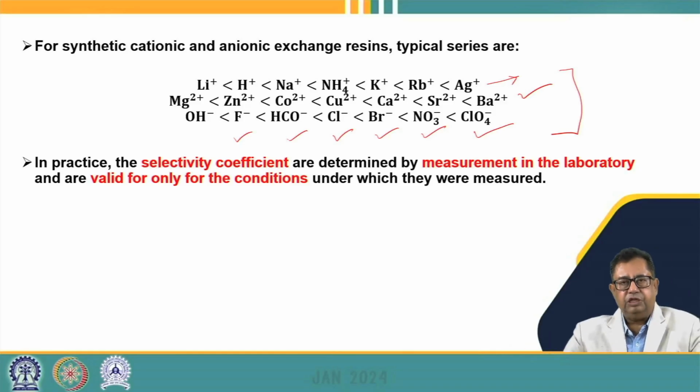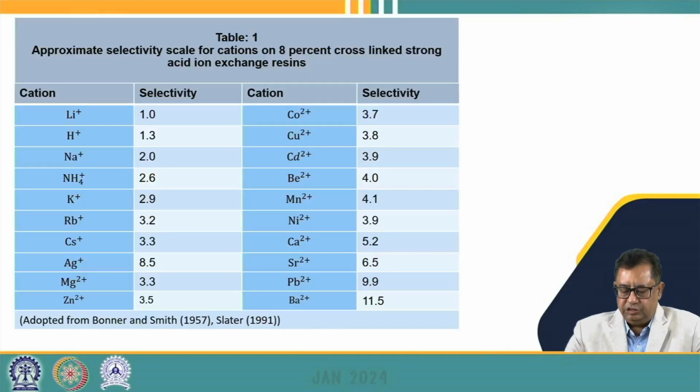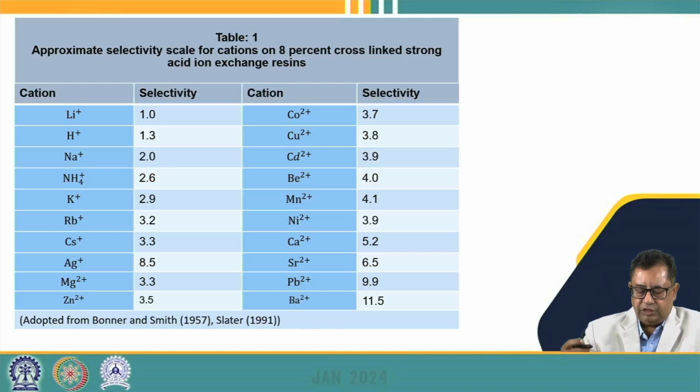And when we talk of the selectivity coefficients, they are generally measured in the laboratory, and they are valid for the conditions in which they are measured. That's why whatever selectivity coefficient values we get are specific to a certain set of conditions. We can see here Table 1, which shows the selectivity coefficients for various types of cations in this case.